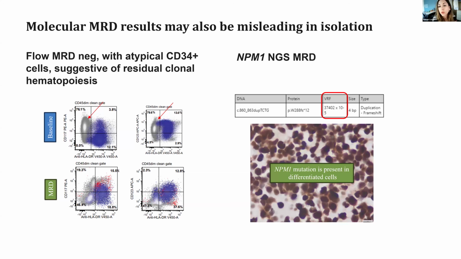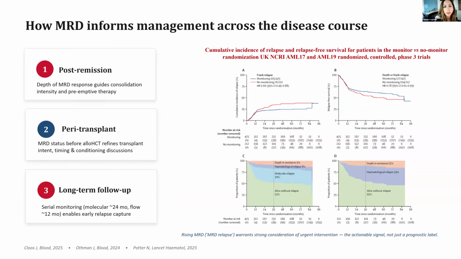So this is really leukemia differentiating. And if you give this patient enough time, they're going to clear their disease. So how does MRD inform management across disease course? Again, I think you want to monitor the patients to detect early relapse.